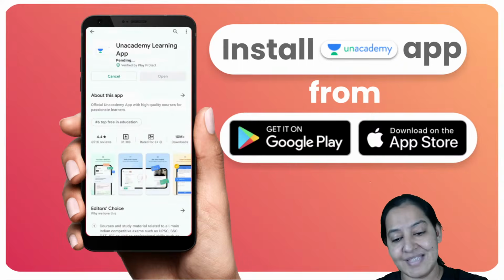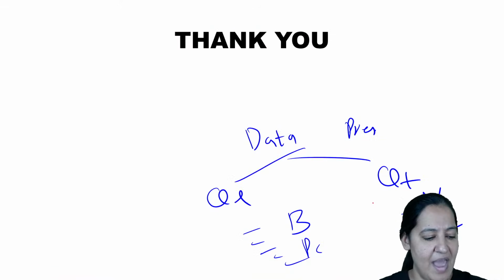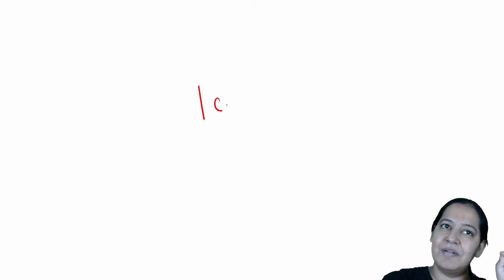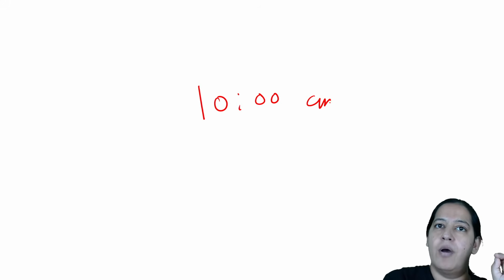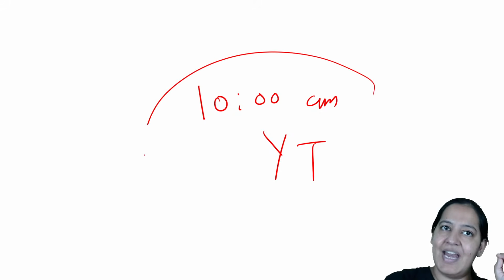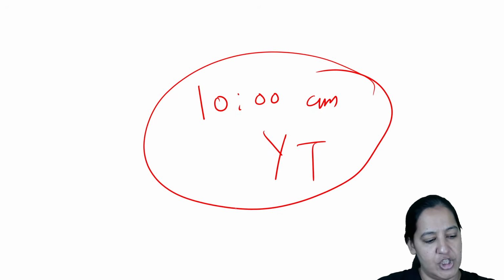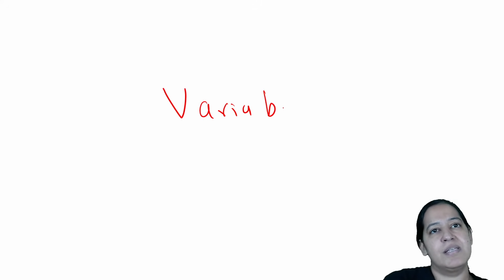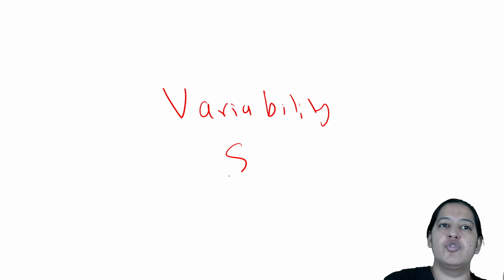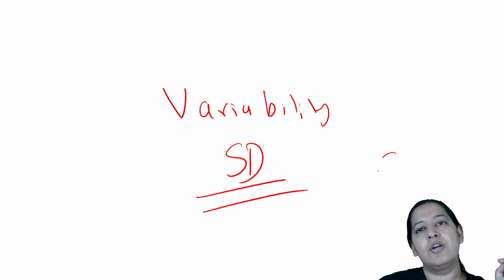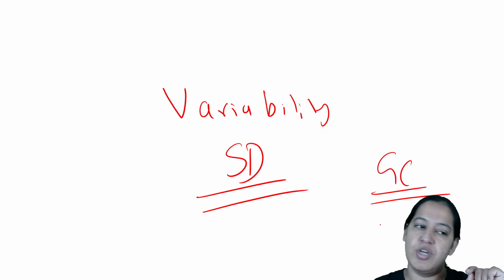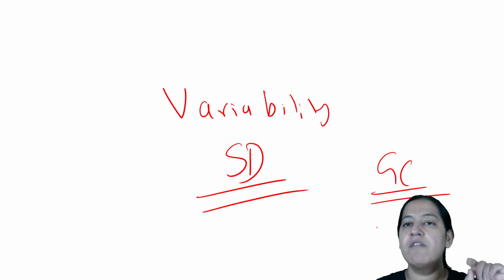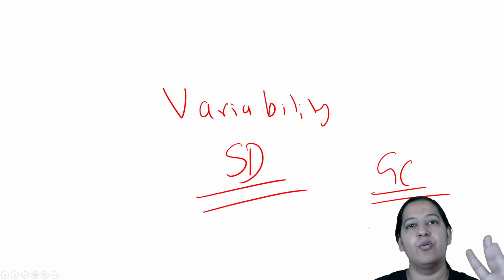So next class I am having tomorrow morning, same time at 10 a.m., on YouTube only at 10 a.m. Tomorrow I will teach you measures of variability. Basically, I will teach you standard deviation and Gaussian curve, normal distribution curve, skewness, right skewness, left skewness, all of that will be covered.